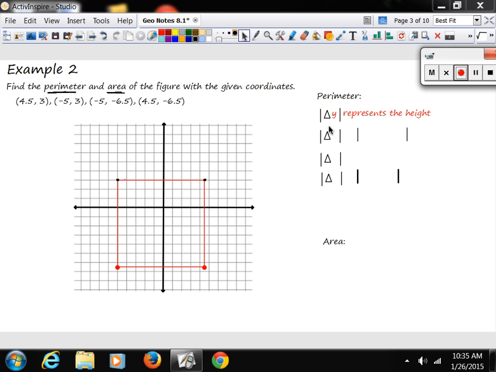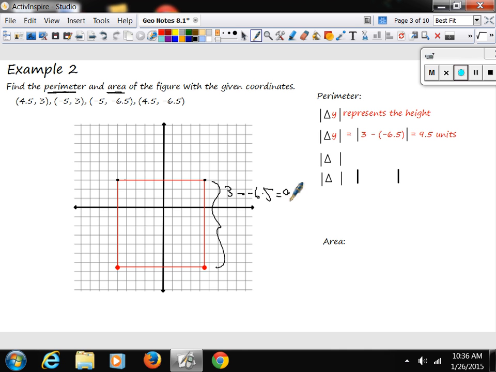Now, if it's directly vertical like this, you could probably just count straight down. If it's not vertical, you may need to do the distance formula to find out what length that actually is. In this case, our change in y, we would start up here at 3, and we would subtract the negative 6.5, and it's going to have a 9.5 change. So y went down 9.5 units, or went up 9.5 units, depending on where you start. But regardless, it's 9.5 units long. That would be my y change. That's my vertical change.